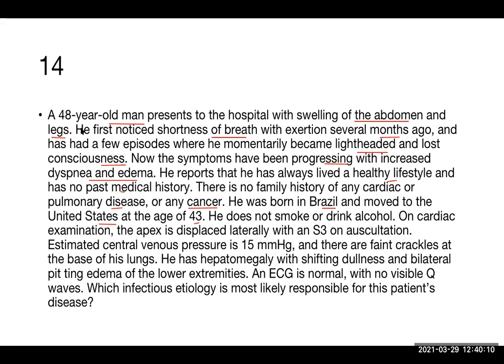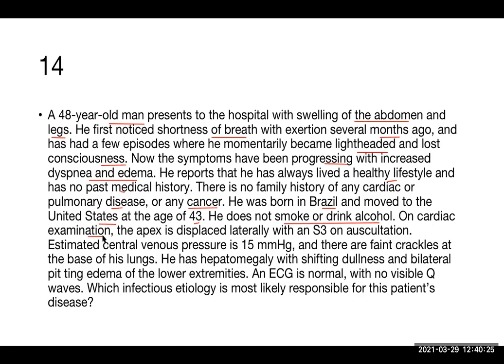He was born in Brazil and moved to the United States at the age of 43. He's 48 years old now. So at the age of 43 only, he moved to the United States. Before that, he was raised in Brazil. Brazil is a South American country. He doesn't smoke or drink alcohol.